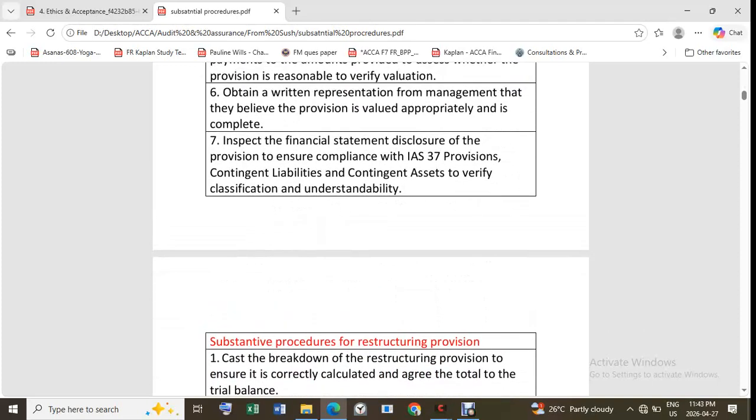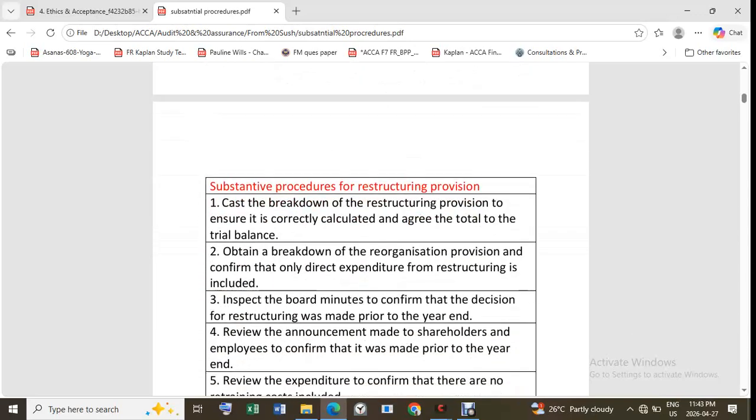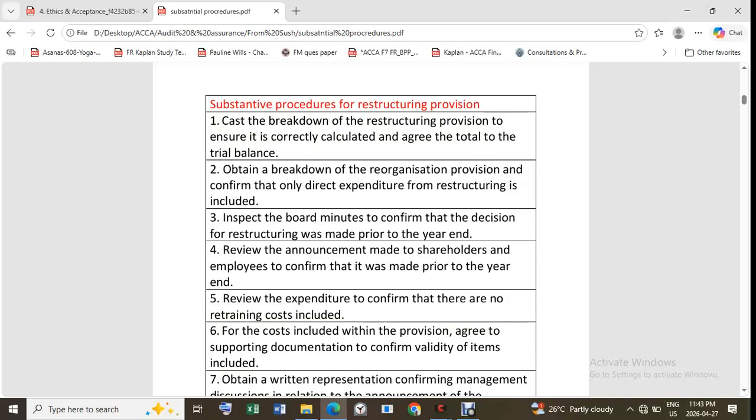Inspect the financial statement disclosure of a provision to ensure compliance with IAS 37 provision, contingent liability and contingent asset to verify classification and understandability. Substantive procedure for restructuring provision. Cast the breakdown of restructuring provision to ensure it is correctly calculated and agree the total to the trial balance.